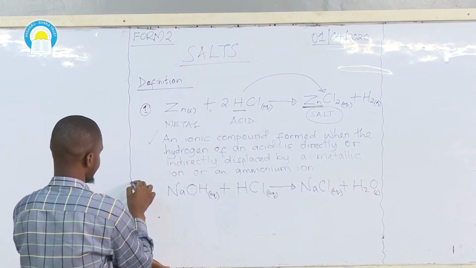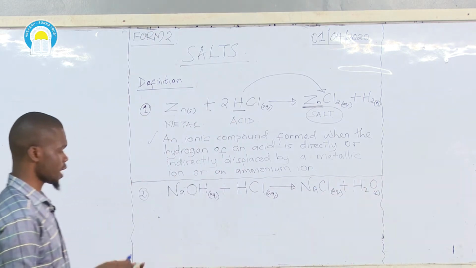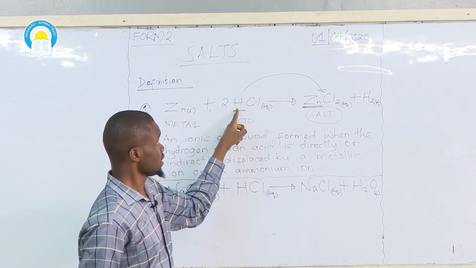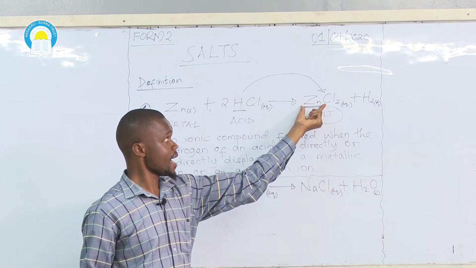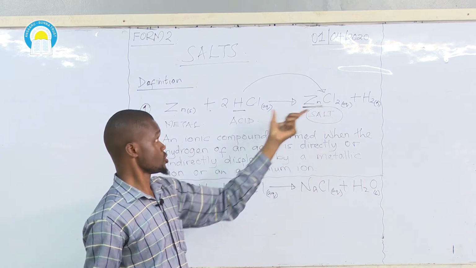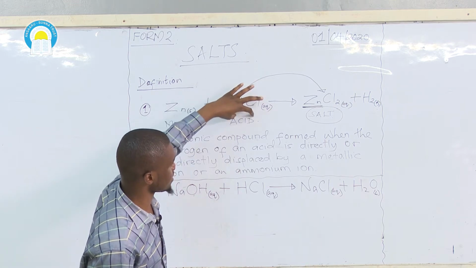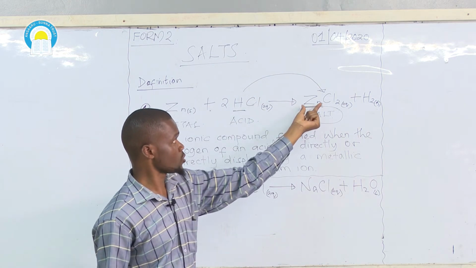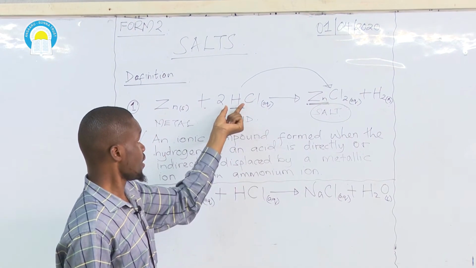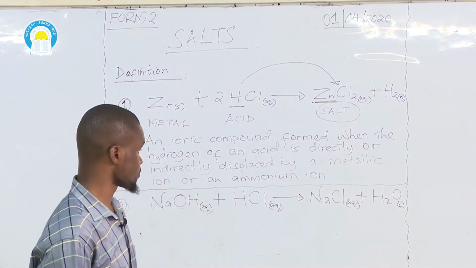That marks the first definition of what a salt is. So we can define a salt as an ionic compound formed when the hydrogen of an acid is displaced by a metal ion or an ammonium ion. Because before the reaction, there was a hydrogen next to the Cl in the acid. But after the reaction, the position of H is taken by zinc. And so hydrogen ions have been displaced by zinc to form the salt.